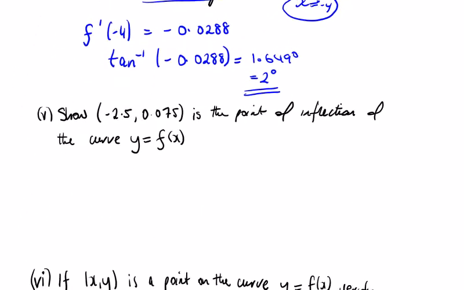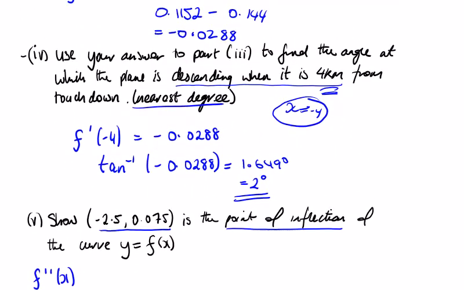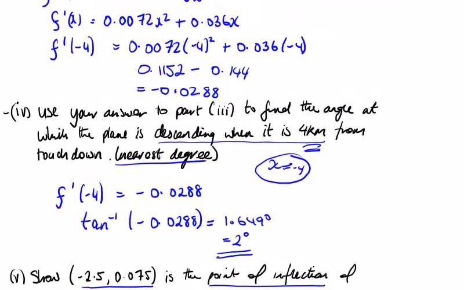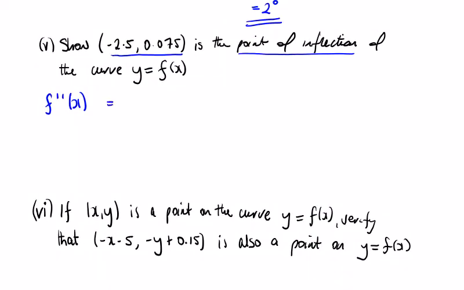Next part. Show that minus 2.5, 0.075 is the point of inflection. So the point of inflection is f double prime x. If we solve that, we'll get our x value for the point of inflection. We let it equal 0 to solve it. So what have we got? We have f prime x, I'll do f of x first.